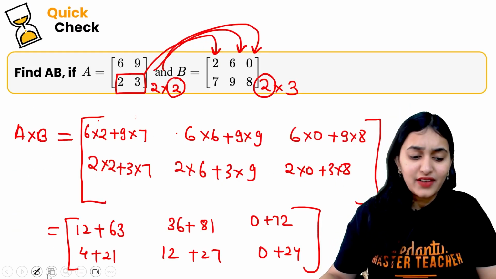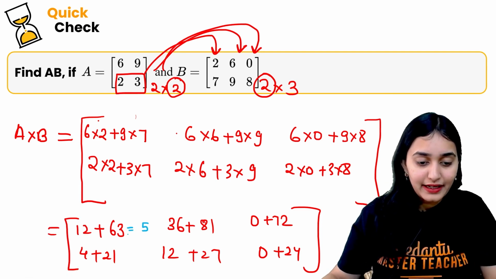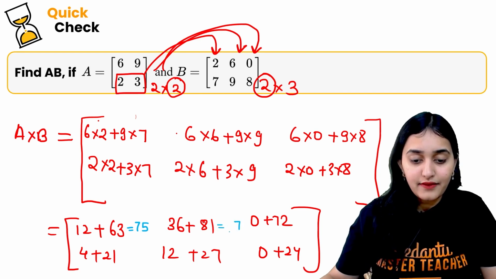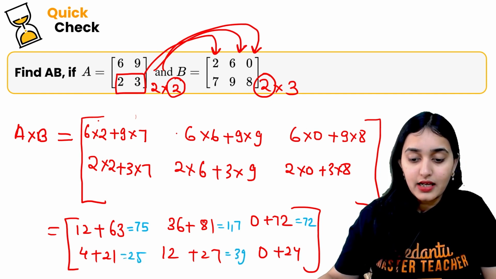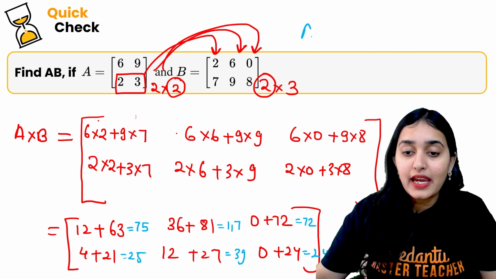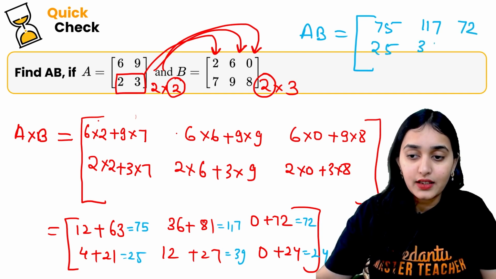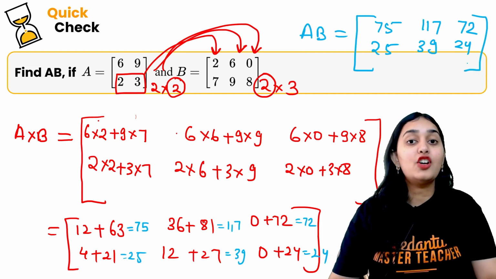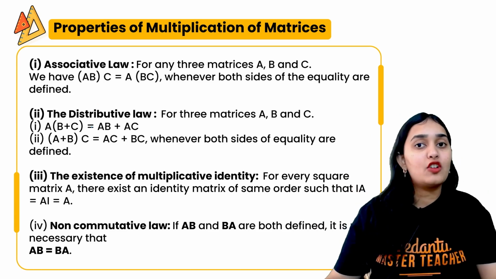Okay. So, even if you don't know, let me write it for you. So, 12 plus 63 will be what? 3 plus 2, 5, 6 plus 1, 7. This will be 75, this will be 117, this will be 72, this will be 25, this will be 39, and this will be 24. So like this you have your matrix. So AB matrix is 75, 117, 72, 25, 39, 24. This is your A into B matrix. Clear? Now let's see the properties of multiplication of matrices.